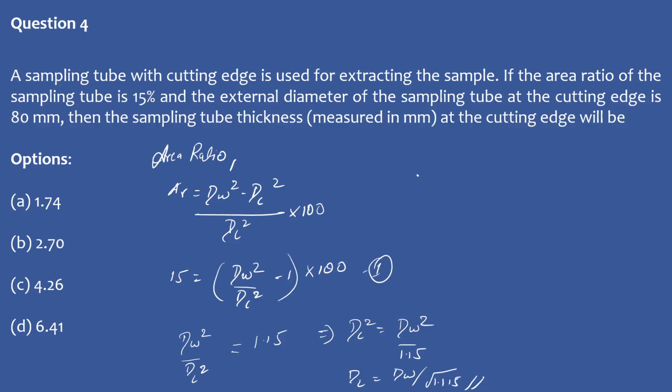So the sampling tube thickness at the cutting edge, measured in mm, is none other than (Dw minus Dc) by 2.